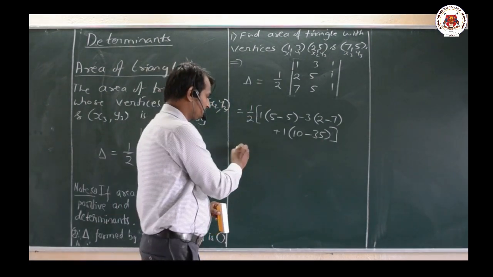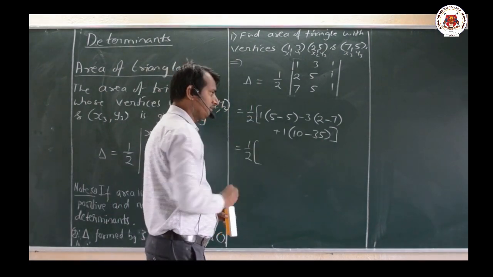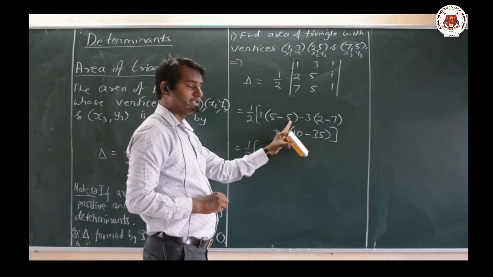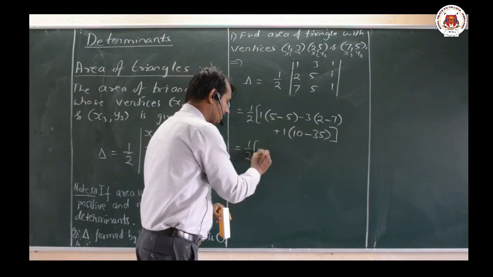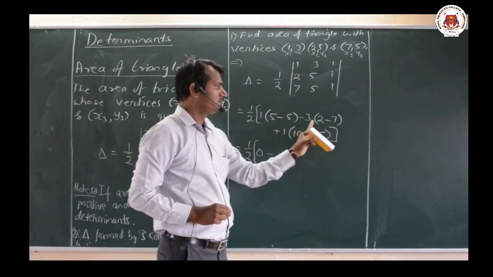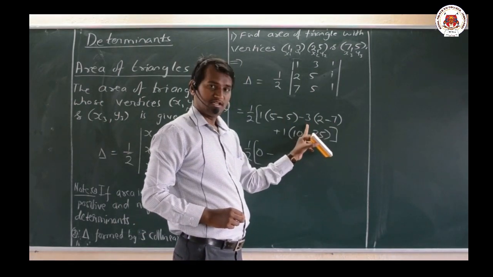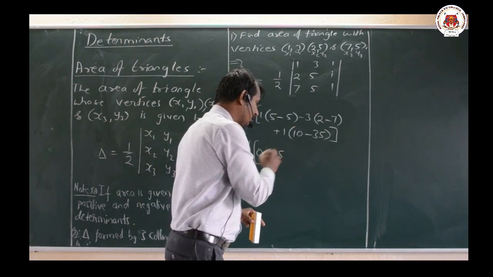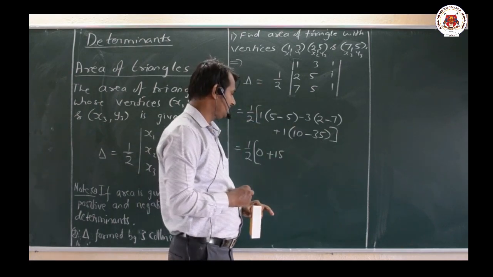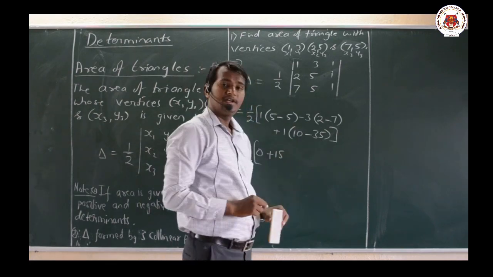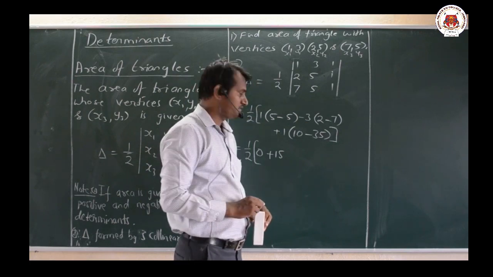Which is equal to 1 by 2 into 5 minus 5, that is 0. 0 into 1 we get 0, minus 2 minus 7 that is minus 5, minus 5 into minus 3 that is plus 15. Okay, next one at last, 10 minus 35. 10 minus 35 is minus 25.